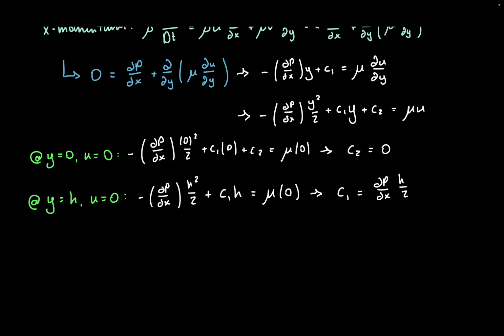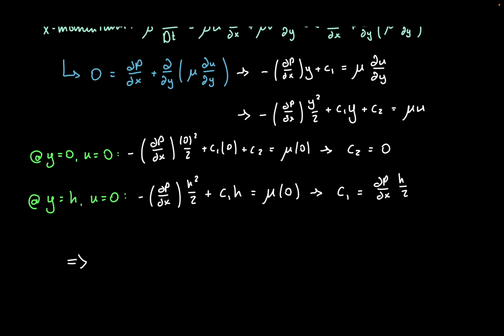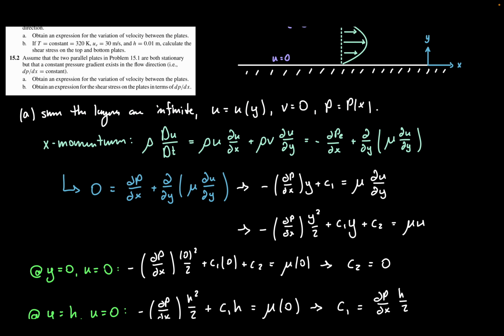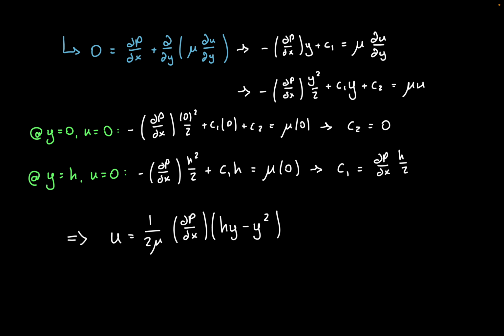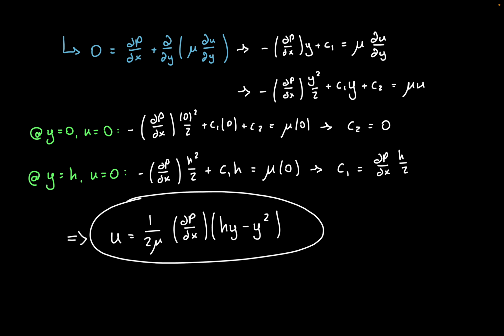So now with all of this information, we can then solve for U. So we get that U is equal to 1 divided by 2 mu, and then this will be multiplied by dP dx, and then it'll be multiplied by H times Y minus Y squared. So we can actually see from this equation that we're going to have a parabola, and that is exactly what we have drawn up here. So it matches out. And then that is part A.